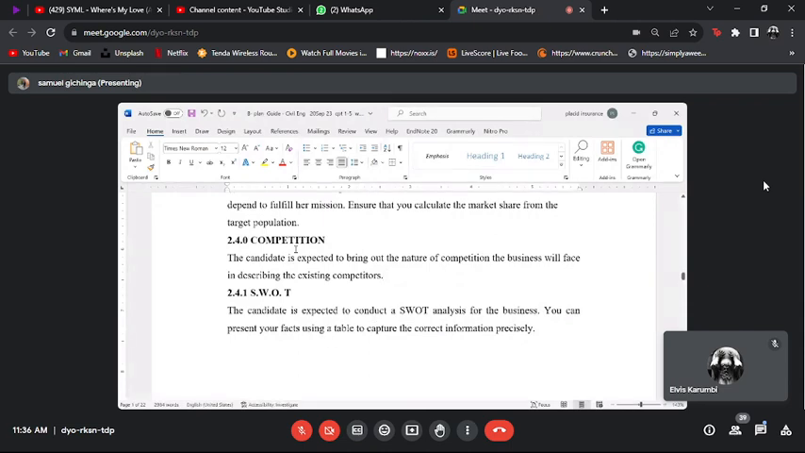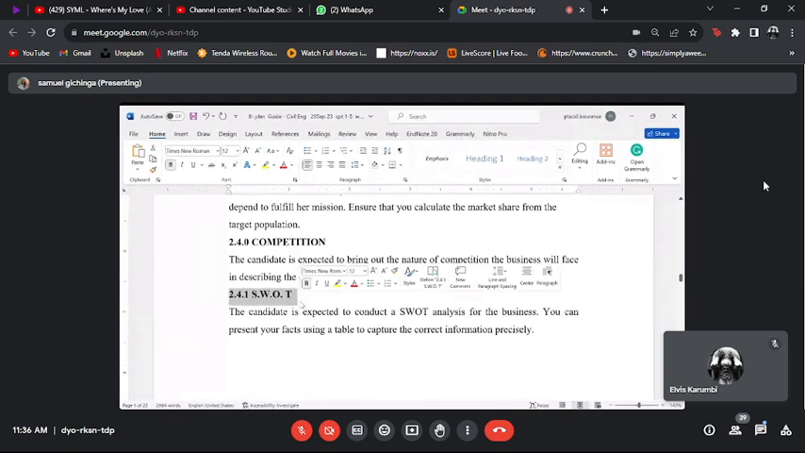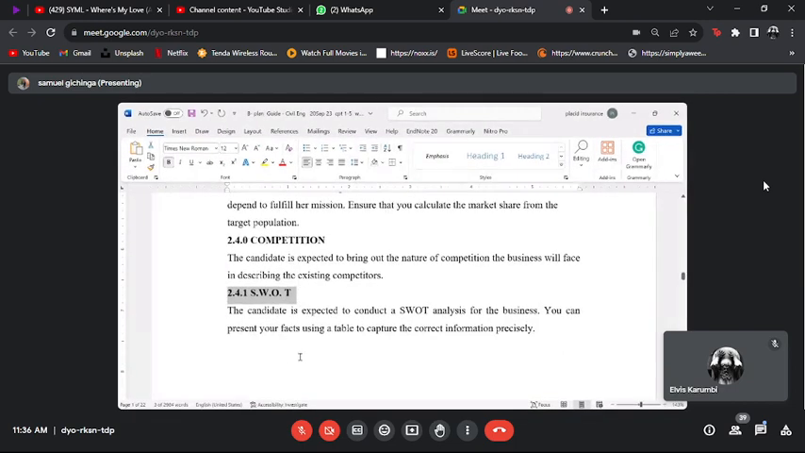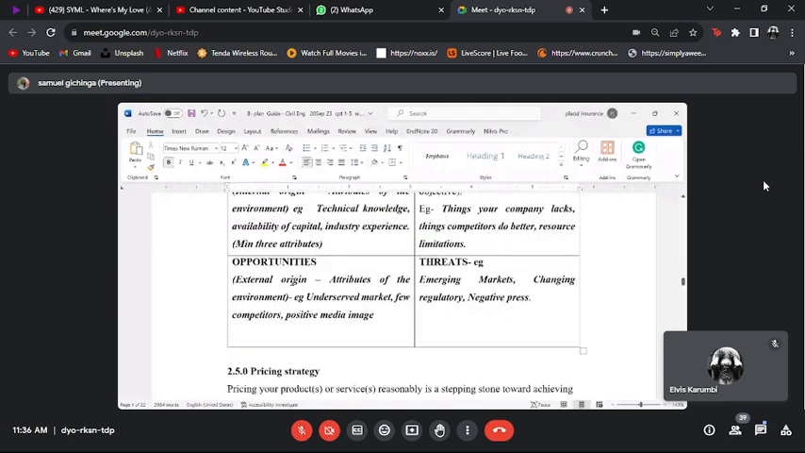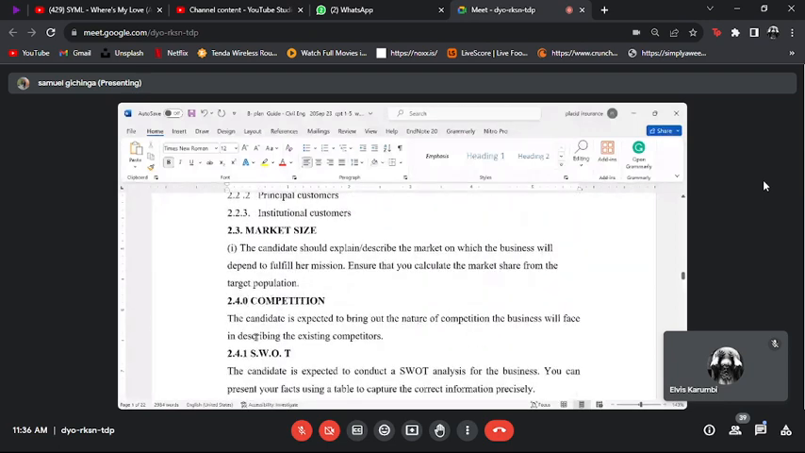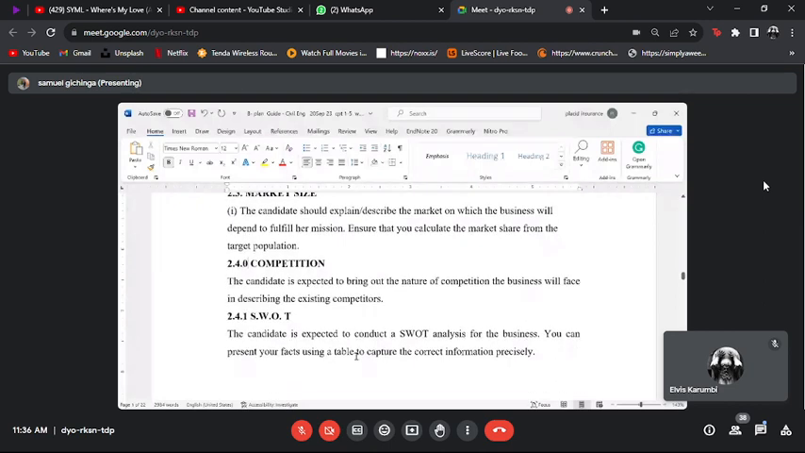2.4.1. We have cascaded down from the competition of 2.4.0 and have now come to 2.4.1. But I want to mention something. When you want to detail certain information away from the subtopic, like 2.4.0, which is competition, you just write 2.4.1, or you convert from 0 to 1. If you are to add other information, you have 2.4.2 or 2.4.3. I hope that is clear.